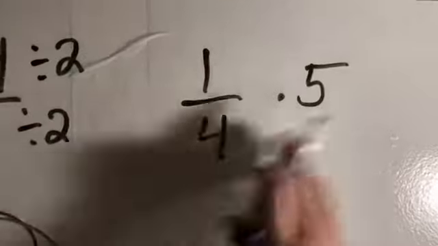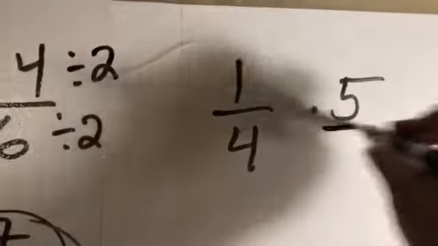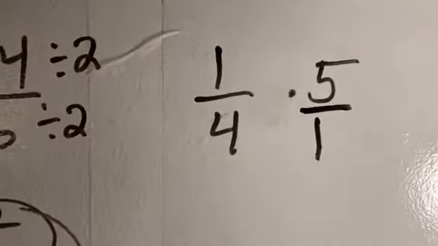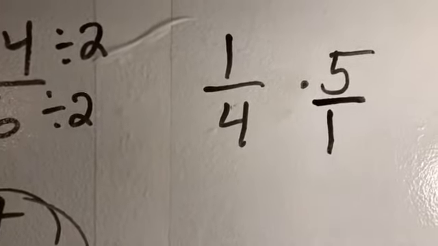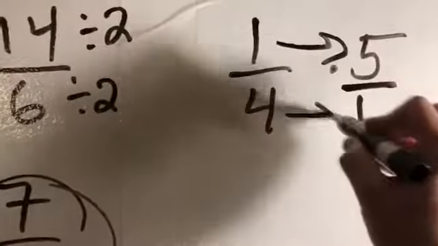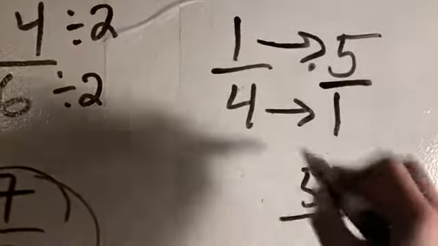Now, if you have a fraction times a whole number, you can put any whole number over 1, so that way you have a nice organized top and bottom. And now we can just multiply straight across. 1 times 5 is 5. 4 times 1 is 4. 5 times 1/4 is 5/4 then.